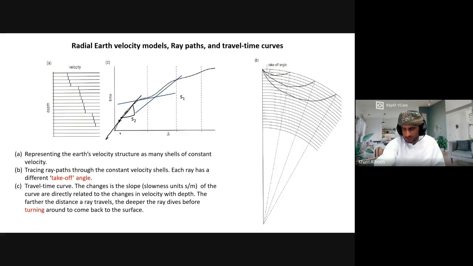And this is how the ray travels in the Earth. They go like that and return back to the surface. The deeper they go, the farther away they travel.